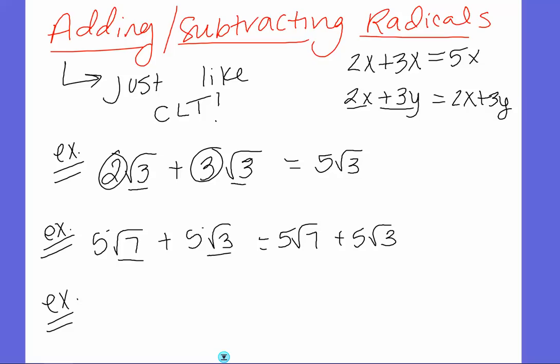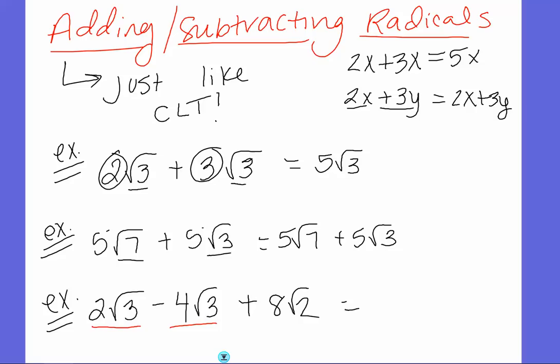If I had 2 times the square root of 3 minus 4 times the square root of 3 plus 8 times the square root of 2, the terms that have the same radical are these two. So I can add those coefficients together. 2 and negative 4 make negative 2 rad 3, because that's just like saying 2x minus 4x. But notice 8 rad 2, I'm not allowed to add together because they don't have the same radical. So I just put it at the end, plus 8 rad 2.